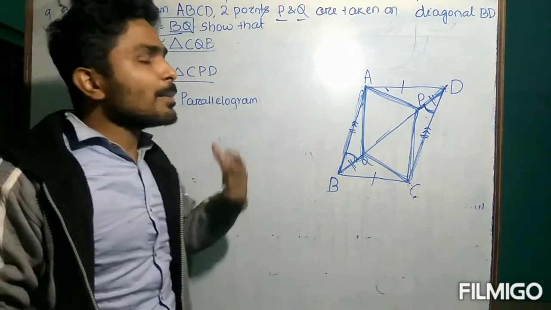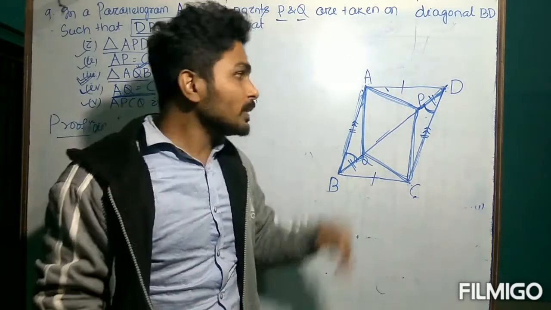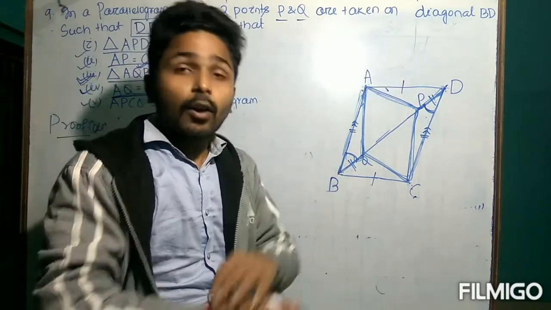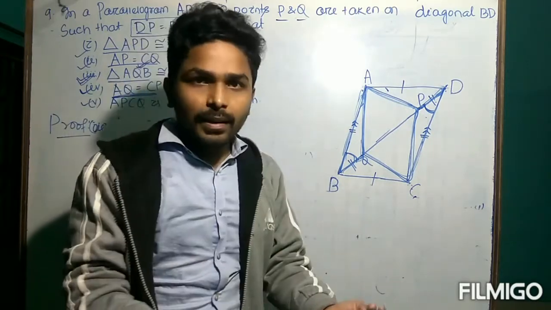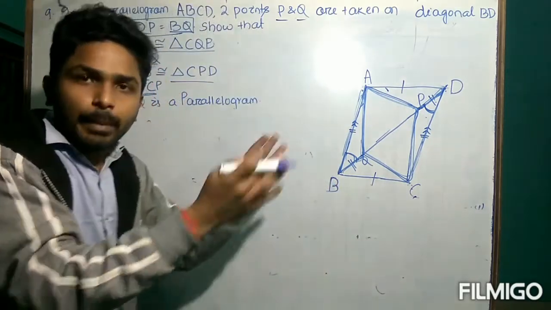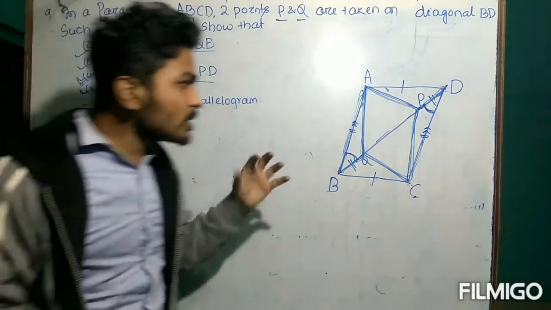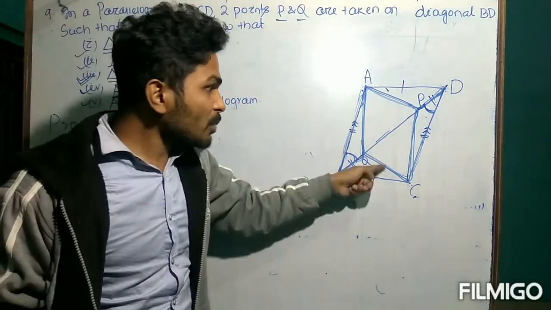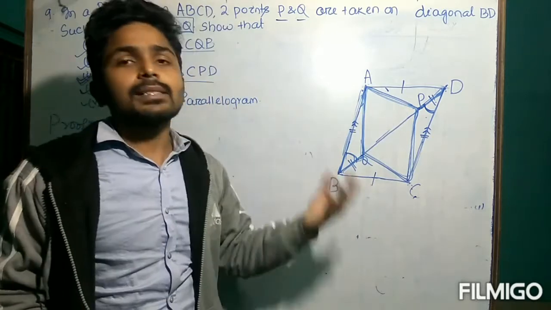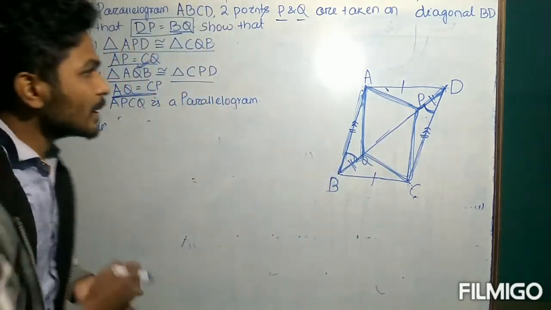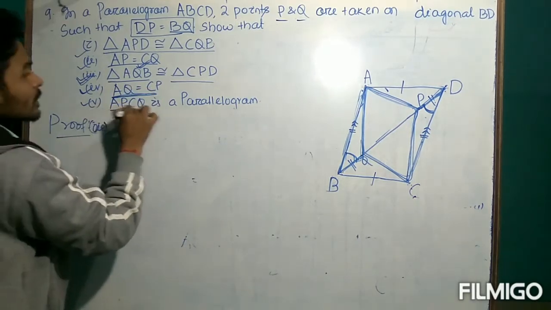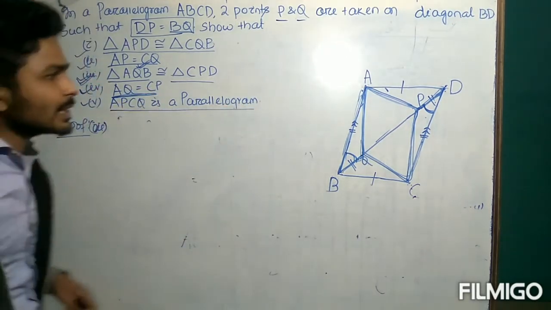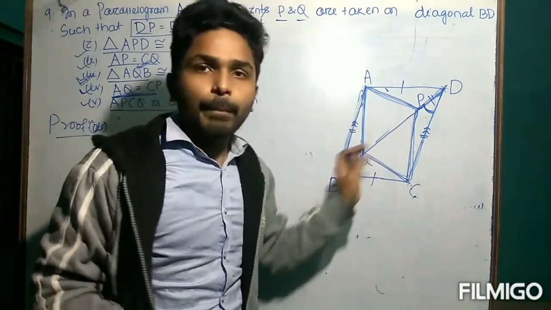How can a quadrilateral be a parallelogram? If we can prove the opposite sides of a quadrilateral are equal as well as parallel, then we can say yes, it is a parallelogram. So our main focus is on proving that the pair of opposite sides are equal as well as parallel. So let us prove it. We will prove now the fifth statement that APCQ is a parallelogram.